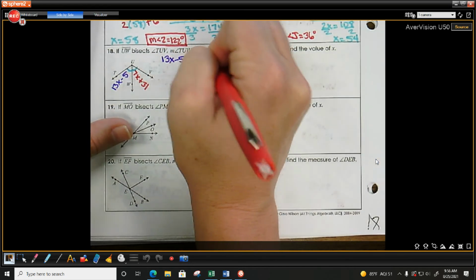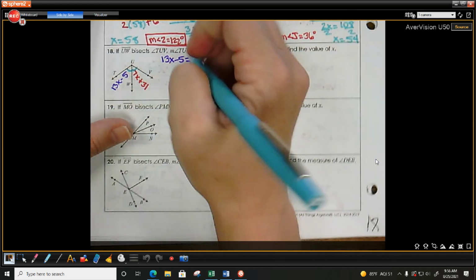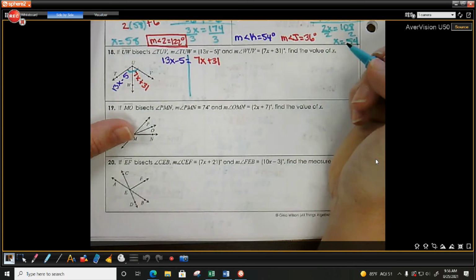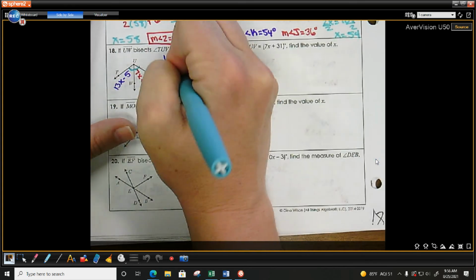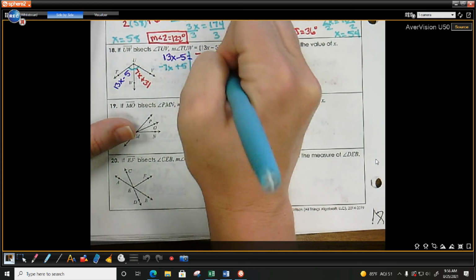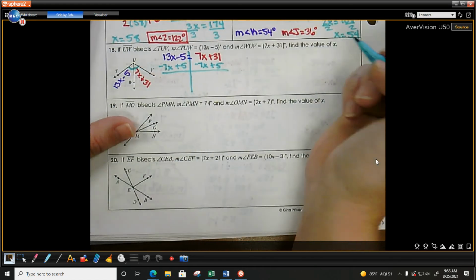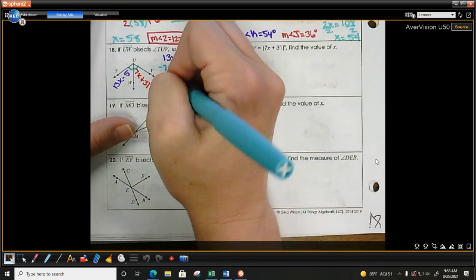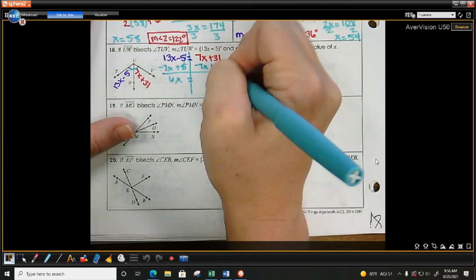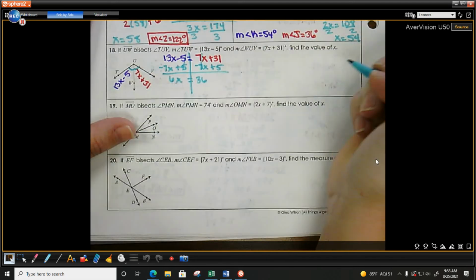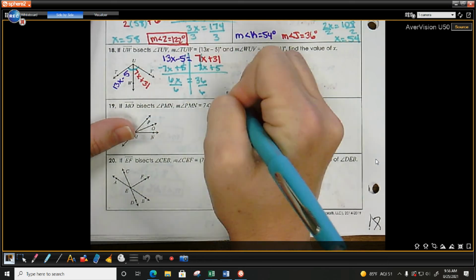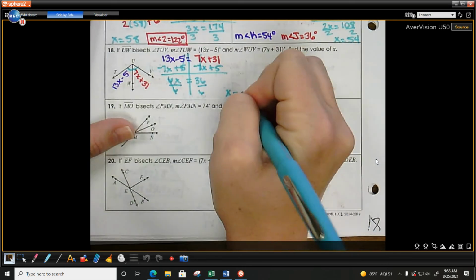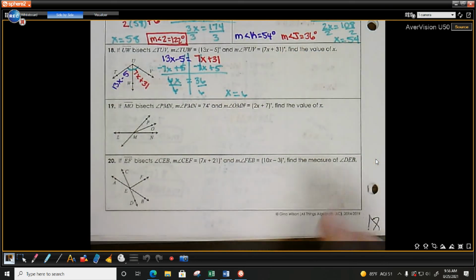I always move my variables to the left, so I'm going to subtract my 7x. And I move my constants to the right, so I'm going to add 5. So I get 6x equals 36. So I get x is 6. Which, find the value of x, that's what it asked. There's my answer.